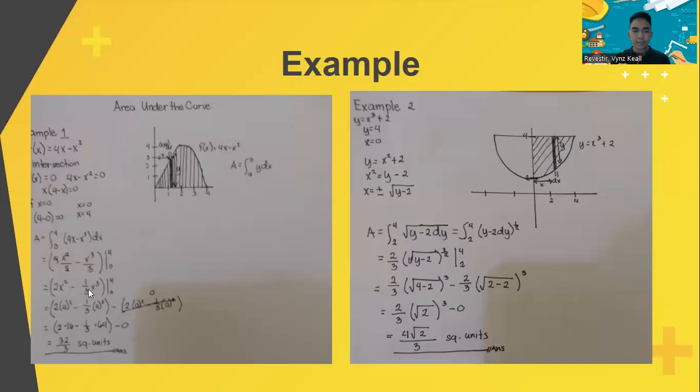Now substitute both limits to the variable. So 2 times 4 squared minus 1/3 4 cubed, minus 2 times 0 squared minus 1/3 0 cubed. So cancel out this because it is equal to 0. So 2 times 4 squared, which is 16, minus 1/3, and 4 cubed is equal to 64, minus 0. So the final answer is 32/3 square units.